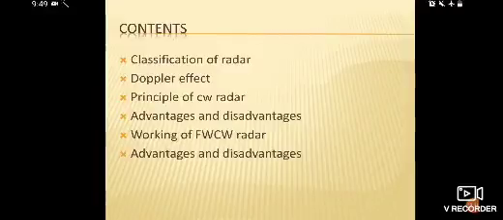In this session I will say something about radar: the classification of radar, what the Doppler effect is, the principle of CW radar, the advantages and disadvantages of CW radar, the working of FM-CW radar, and the advantages and disadvantages of FM-CW radar.